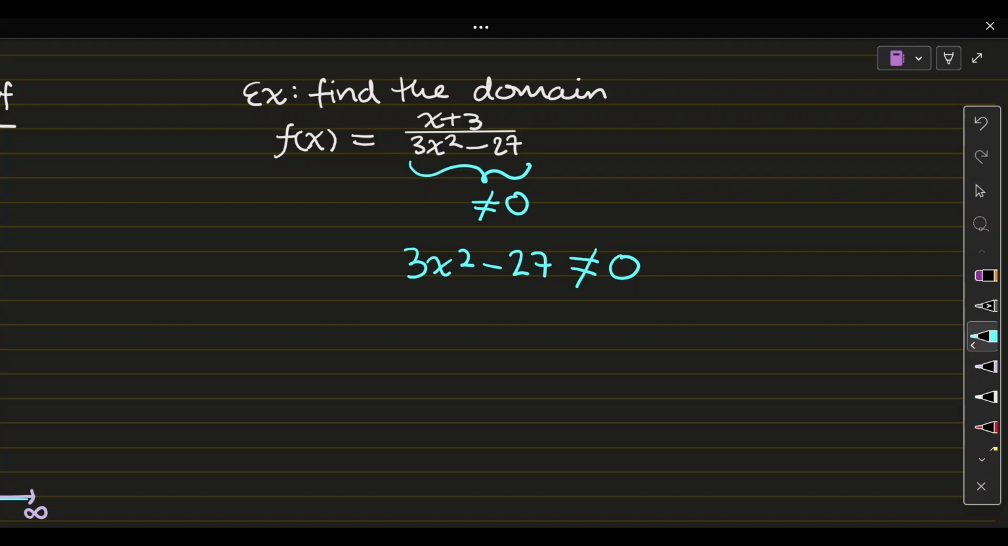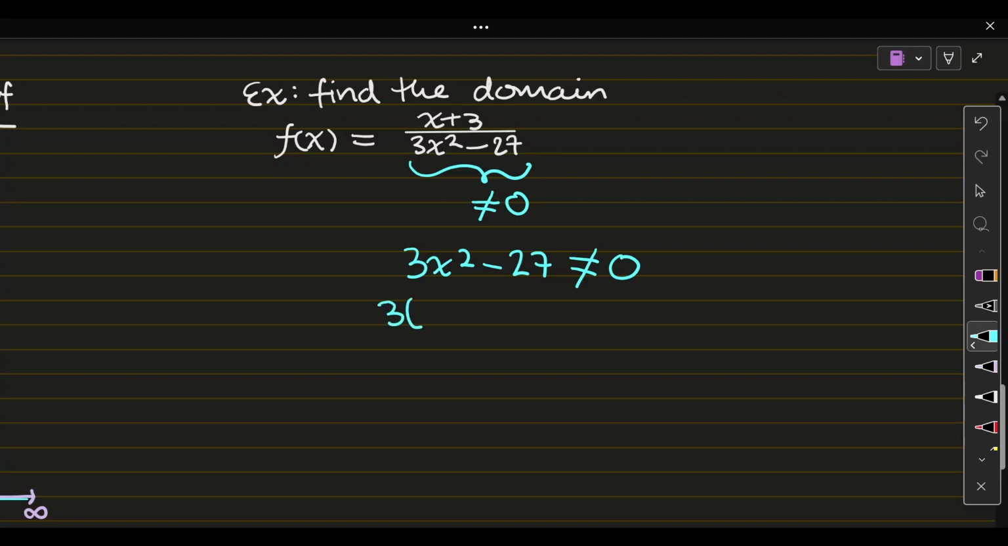So I have 3x squared minus 27. My goal is to factor. I need to factor this, right? Because if I see a quadratic, my options are factor or use the quadratic equation. If you don't know how to factor, go check out my video on factoring. I have a couple of them. Just make sure that you are comfortable with factoring.